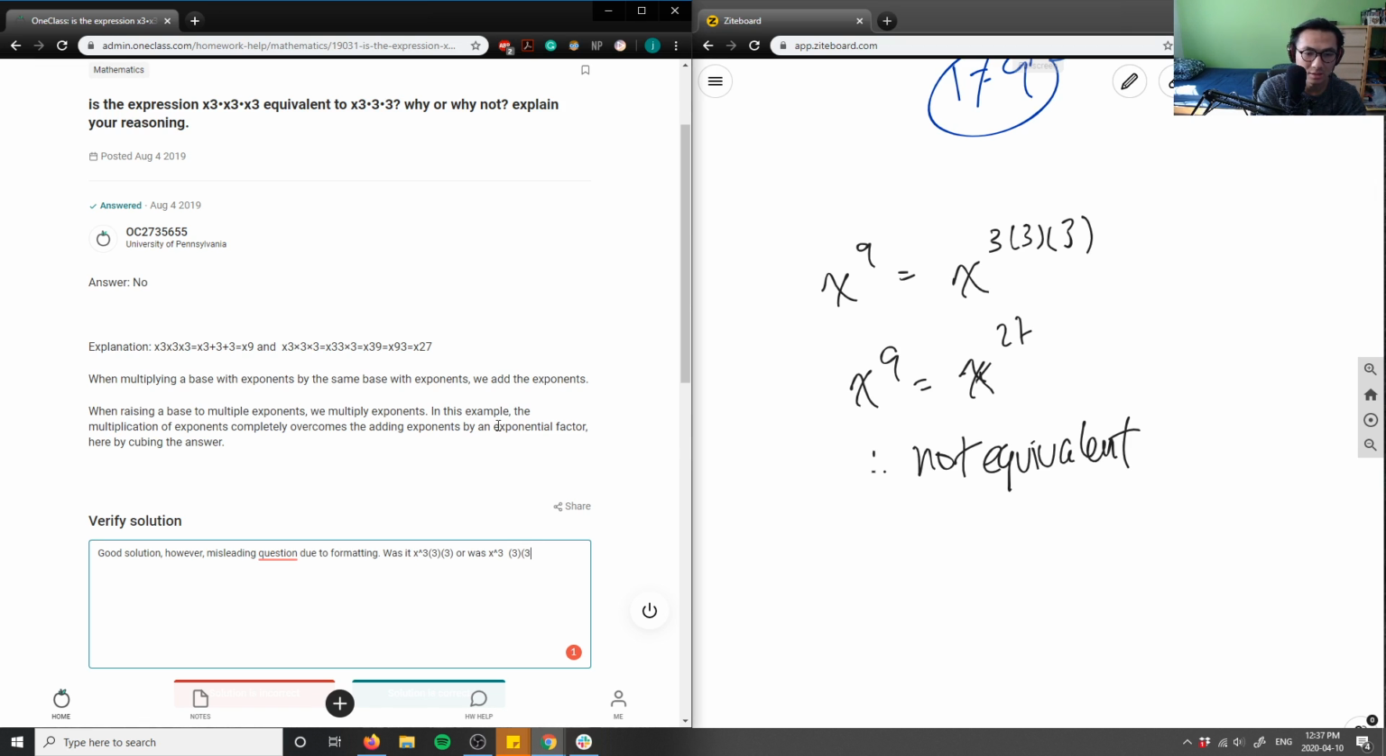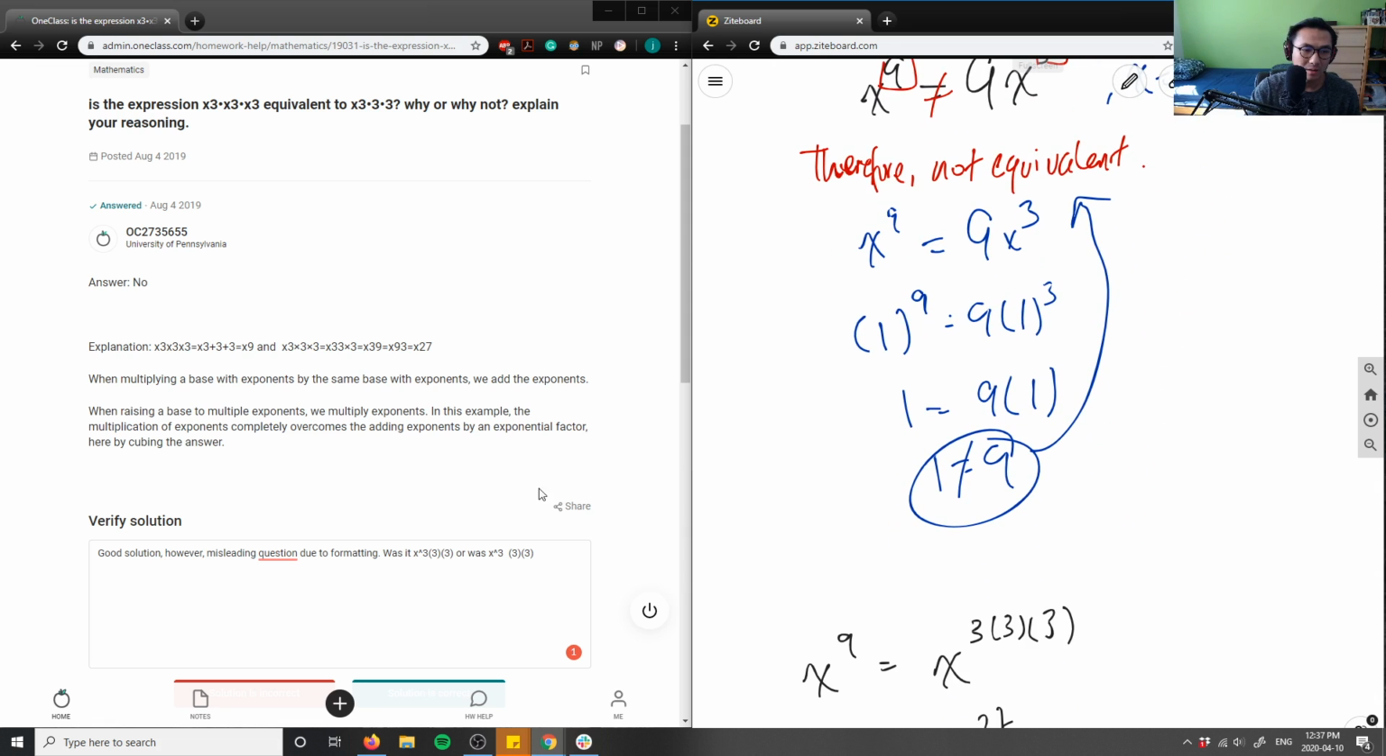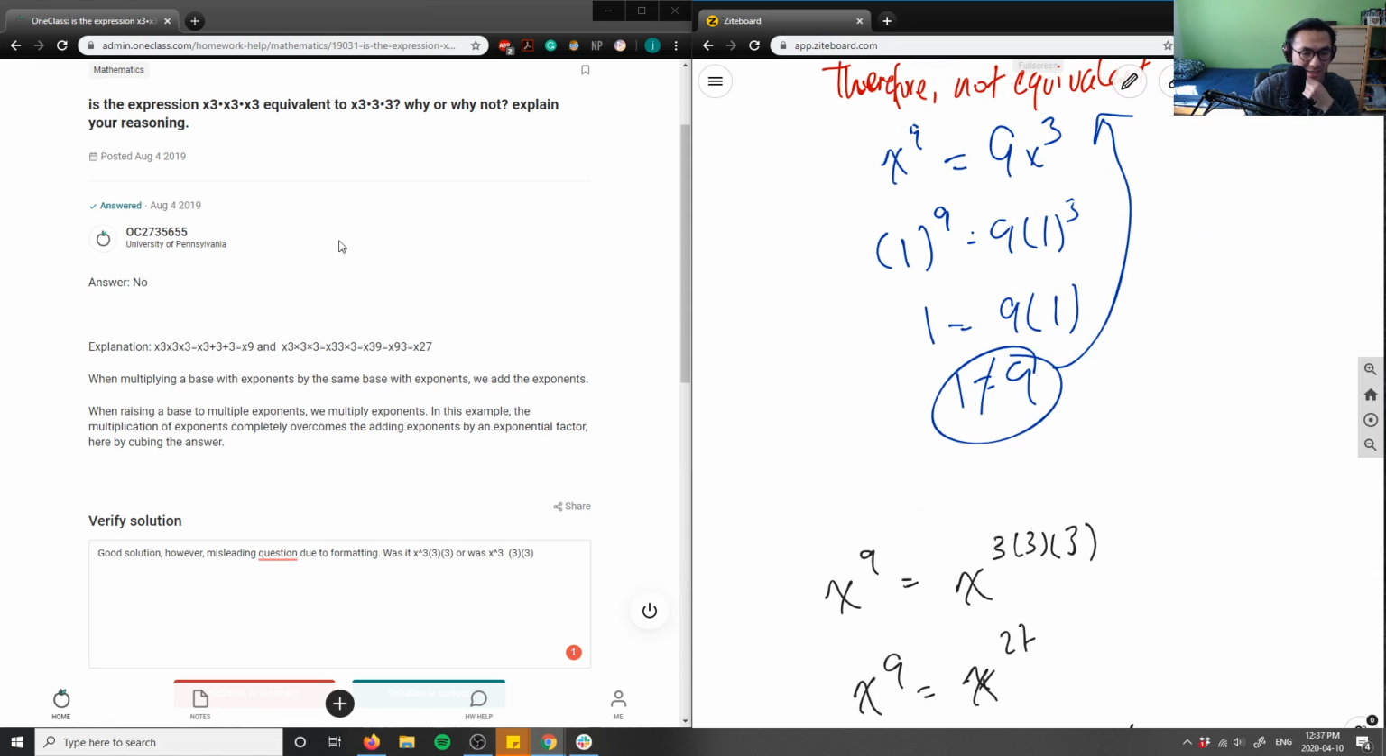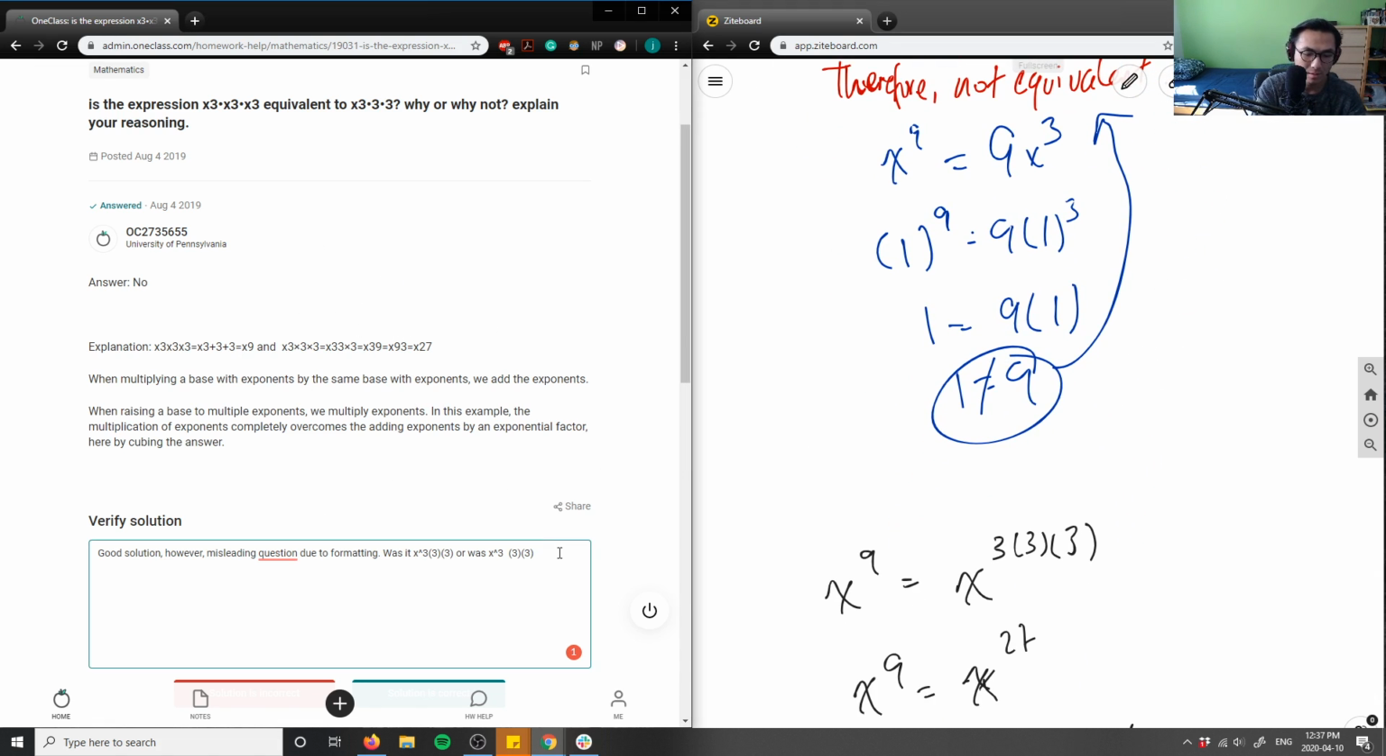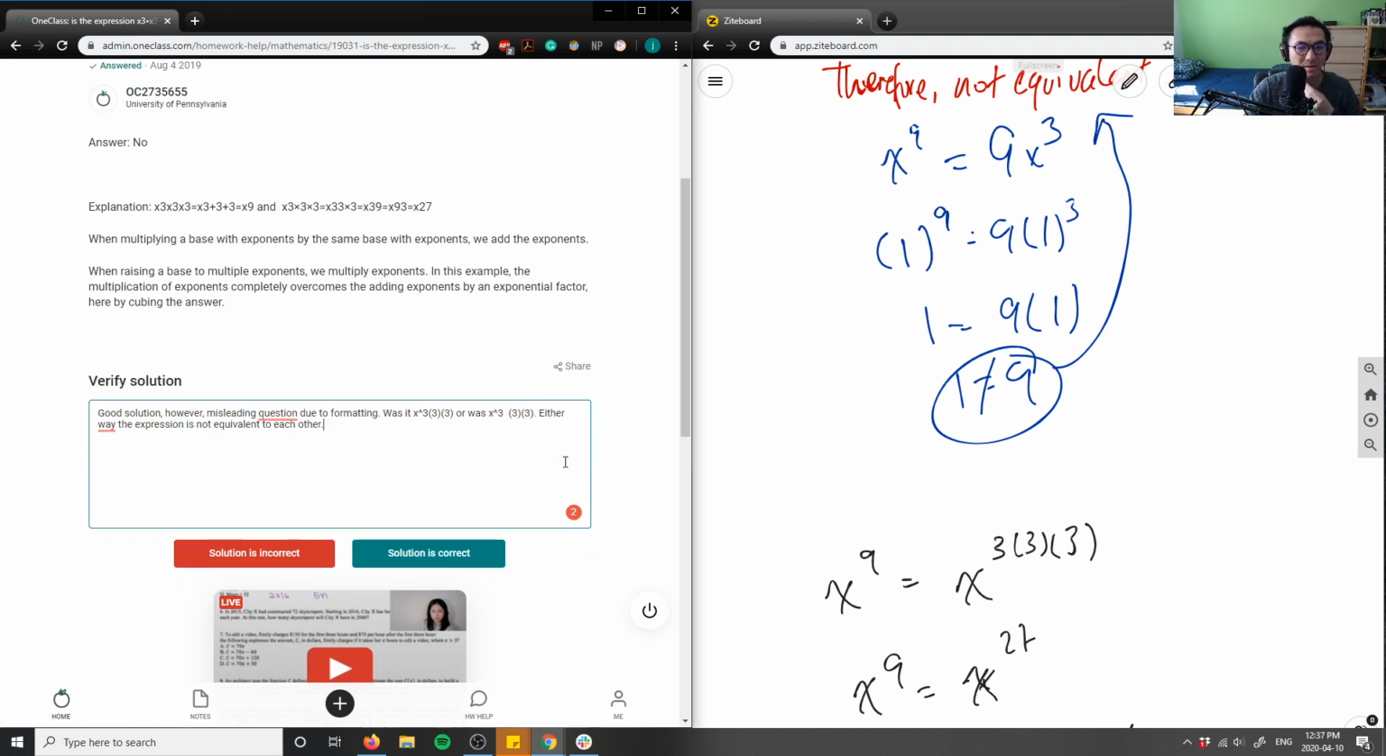So this is different, right? And then again, I can't even say that. I can only write it down as my kind of formatting here. Either way, good solution. I guess in this case they interpreted it this way as well. Either way, the expression is not equivalent to each other. So I'm going to say the solution is correct here, but the question was definitely misleading.